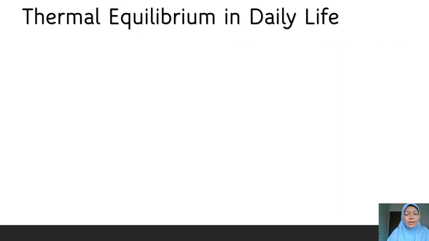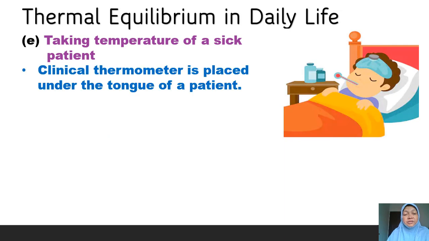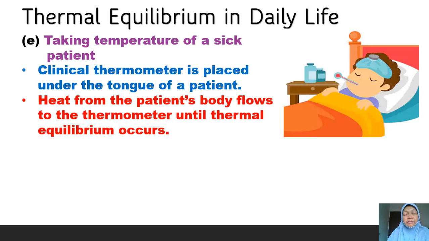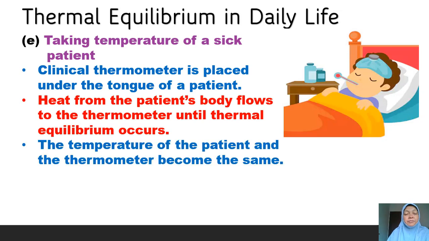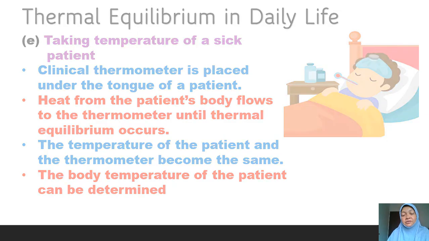Okay. And the last one, taking the temperature of a sick patient. First, a clinical thermometer is placed under the tongue of the patient. Heat from the patient's body flows to the thermometer until thermal equilibrium occurs, and the temperature of the patient and the thermometer become the same. So the body temperature of the patient can be determined, because the body temperature equals the temperature of the thermometer.